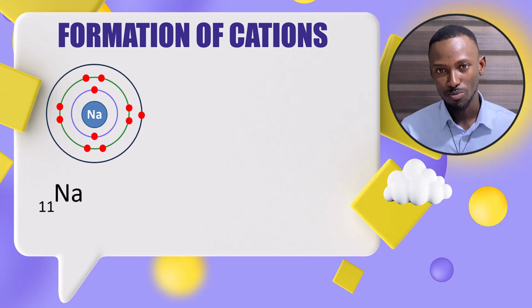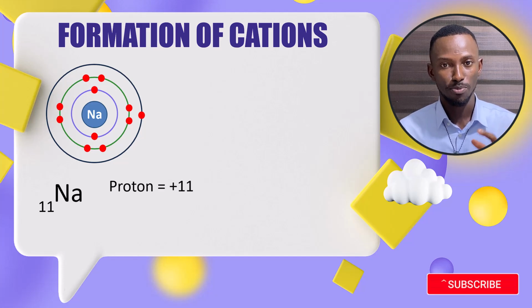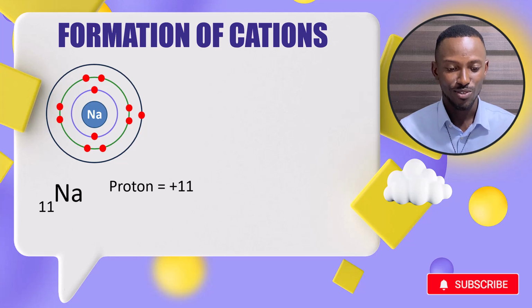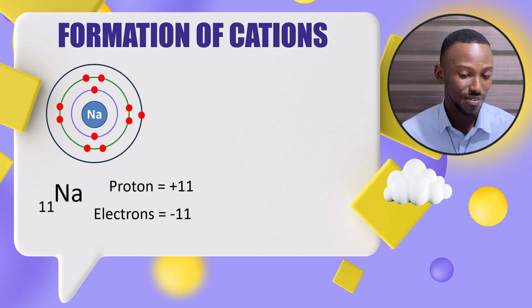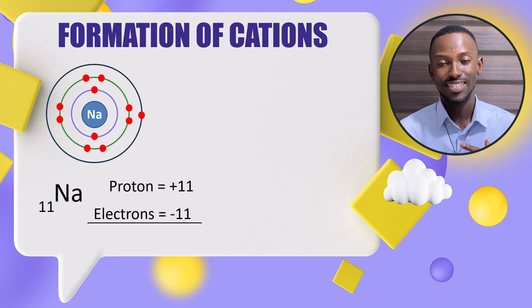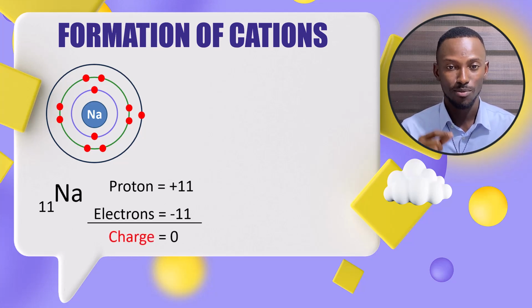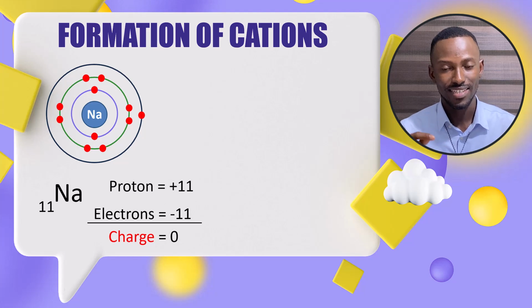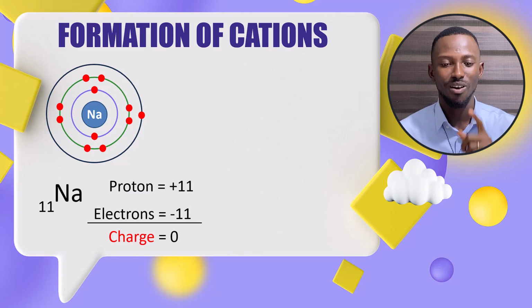But this sodium atom is neutral. All that means is that this sodium has protons of positive 11. So if it is a neutral atom, then the number of electrons is also 11. So the net charge of this neutral atom is 0, because positive 11 plus negative 11 gives us a net charge of 0. So this is a neutral atom.